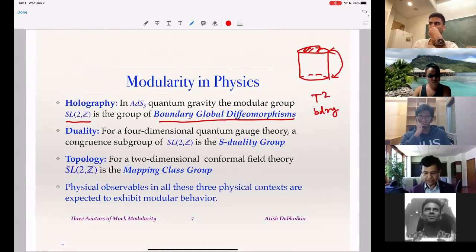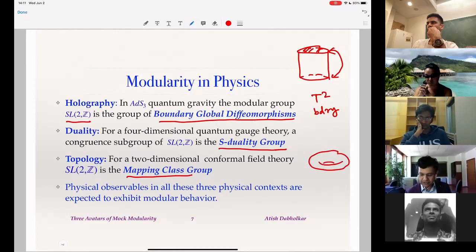Then in the context of 4-dimensional quantum gauge theories, a congruence subgroup of SL(2,Z) typically appears as the S-duality group. The famous example being N=4 super Yang-Mills theory, where the S-duality group is actually SL(2,Z) itself. And then in topology, for a 2-dimensional conformal field theory, SL(2,Z) is the mapping class group. So if you're computing, say, the partition function of some conformal field theory on a torus, a 2-torus, the Riemann surface, then its mapping class group is again SL(2,Z).